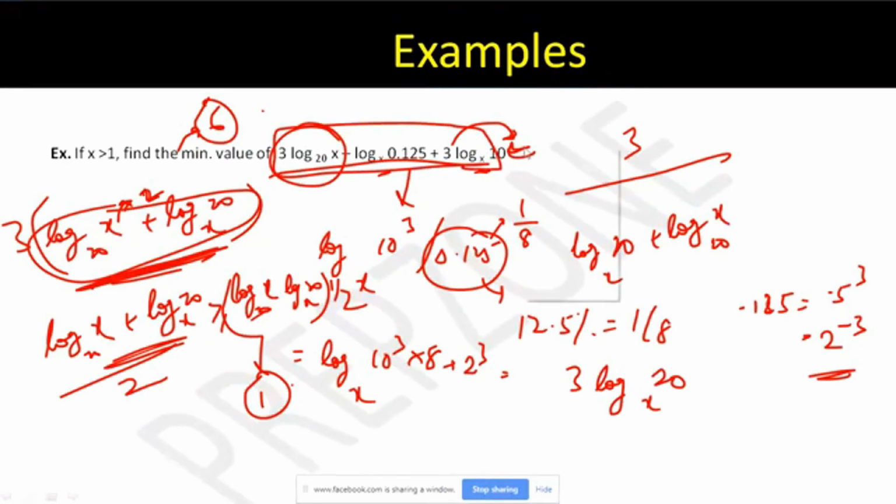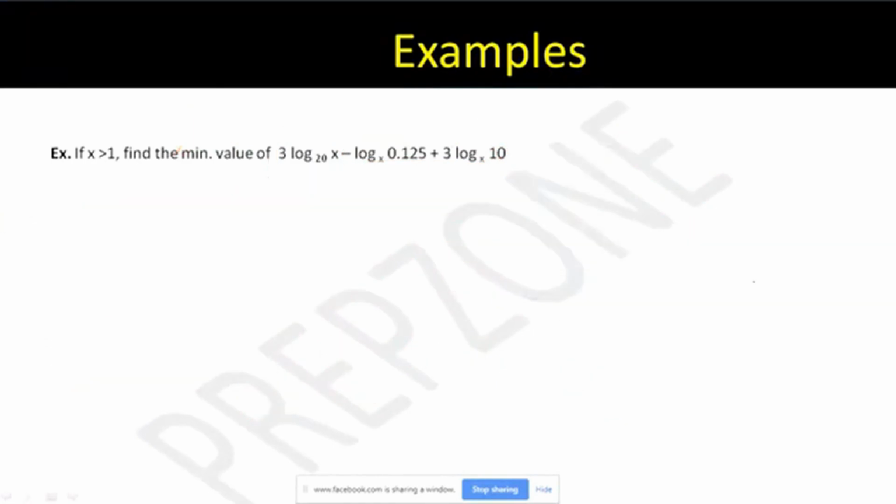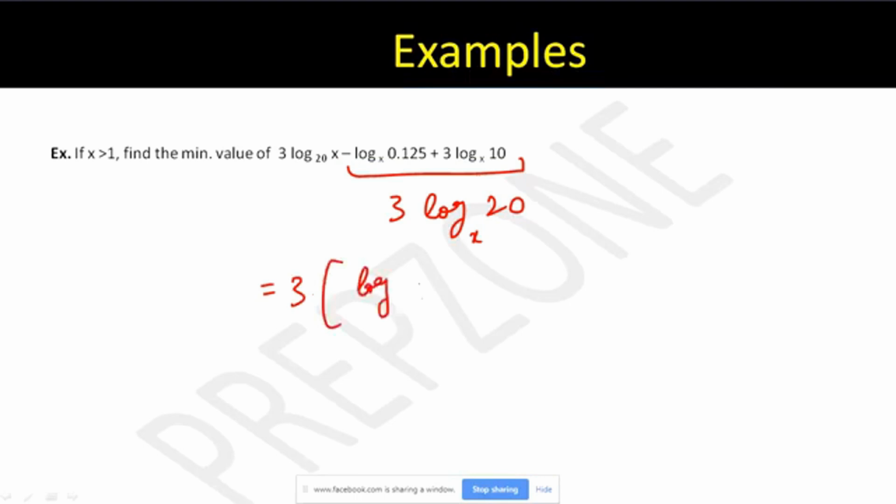That's it. Okay, let me do it. So see, after solving this expression here, I have got that this is nothing but 3 log 20 to the base x, right? In an expression. Yes, because this was 10 cube into 2 cube. So this was it. Then I will take 3 common. Log x to the base 20 plus log 20 to the base x. Okay, now I basically have to find its minimum value. How do I do it?